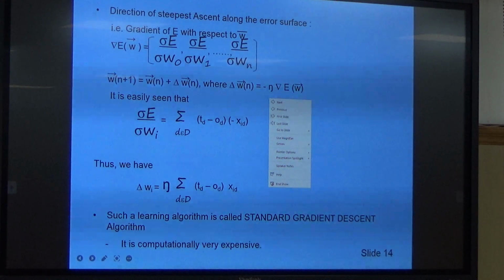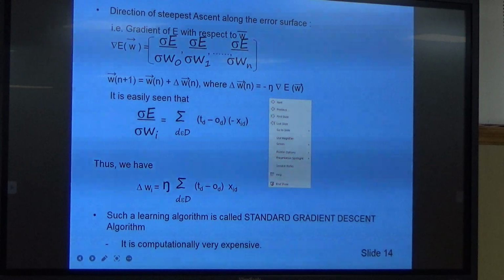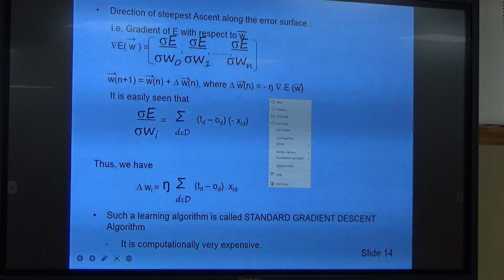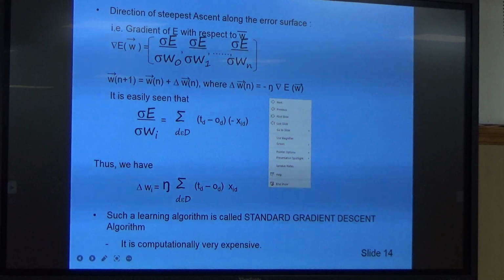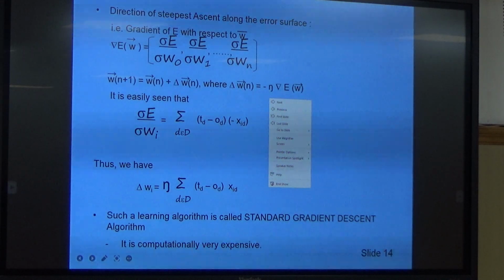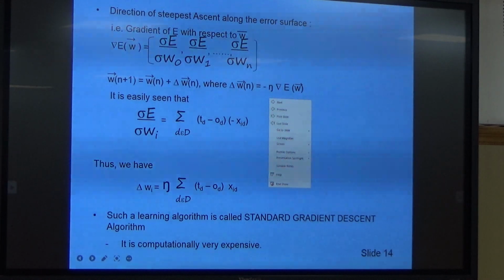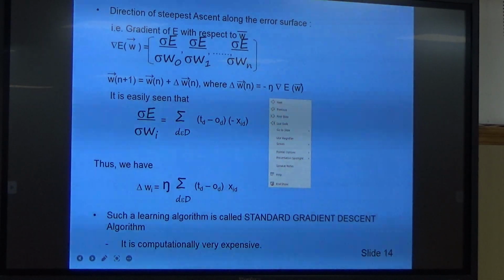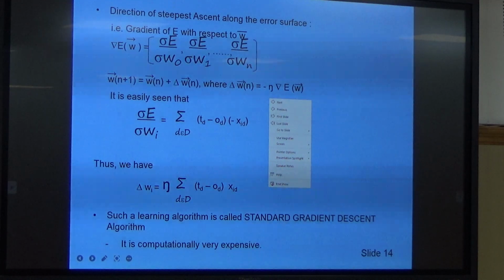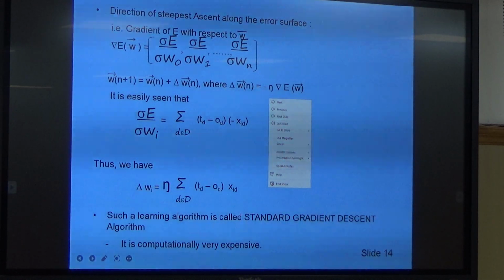And it is very easy to see that it is summation d belonging to capital D, Td minus OD times minus x sub I. So the change in the ith component is eta, summation d belonging to capital D, Td minus OD times x sub I. Such a learning algorithm is called standard gradient descent.